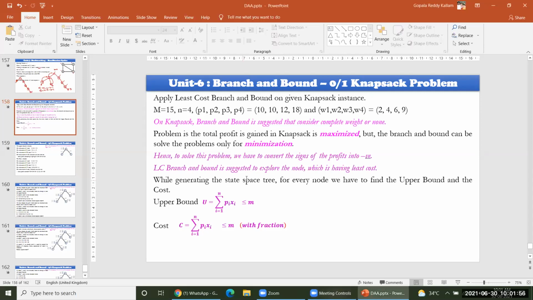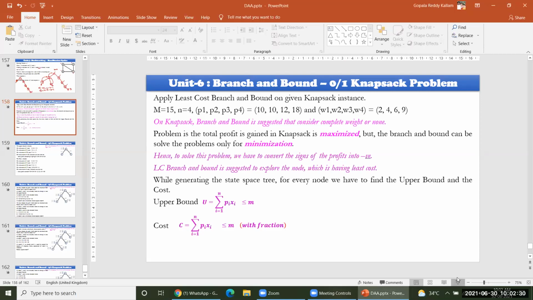In the previous class, we covered the introductory part of branch and bound and how it is evaluated. Today, we'd like to consider the first problem of branch and bound, the most probable problem, which was already discussed by us in dynamic programming and the greedy method also: the knapsack. Here also it is the 0/1 knapsack only.